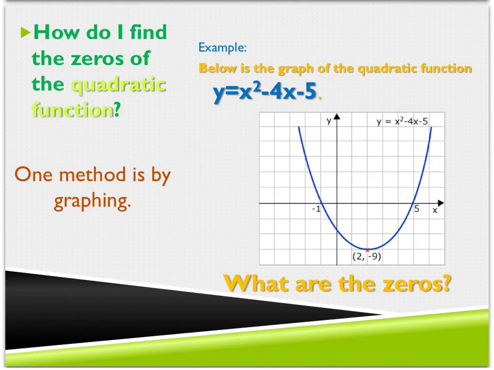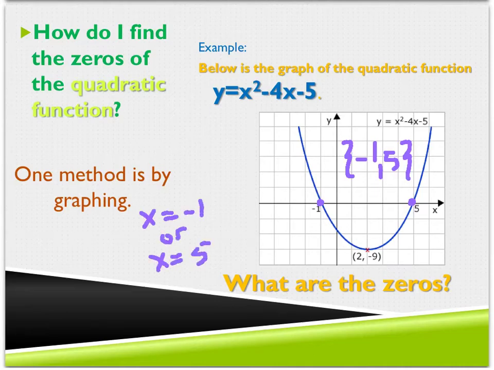So we looked at graphing as one way to do it. Remember, we graph and then we look at wherever the parabola hits the x-axis. So here, the solutions would be -1, 5. So those would be my zeros. Remember, you can also write it as x equals -1 or x equals 5.